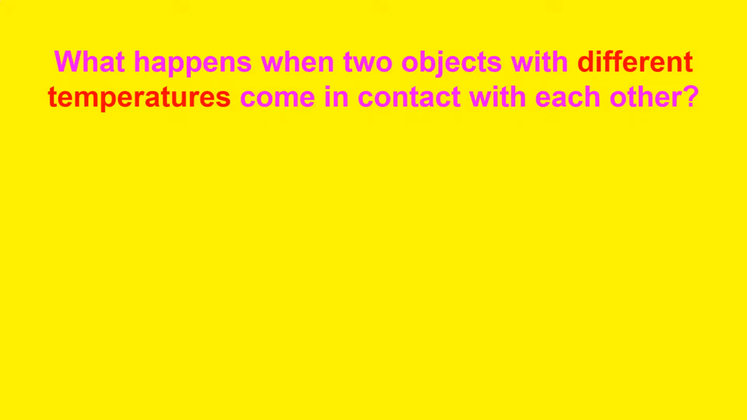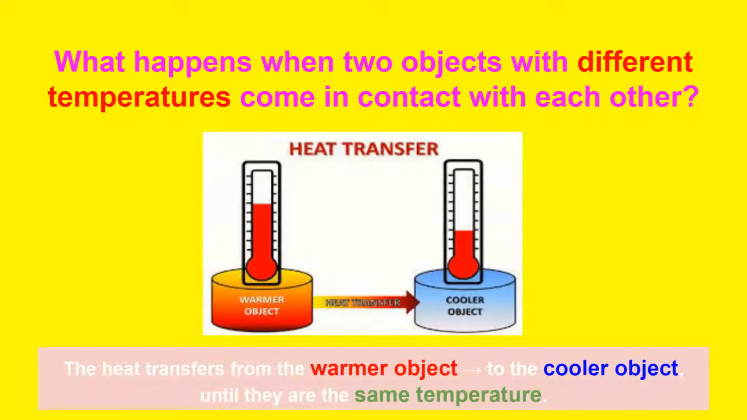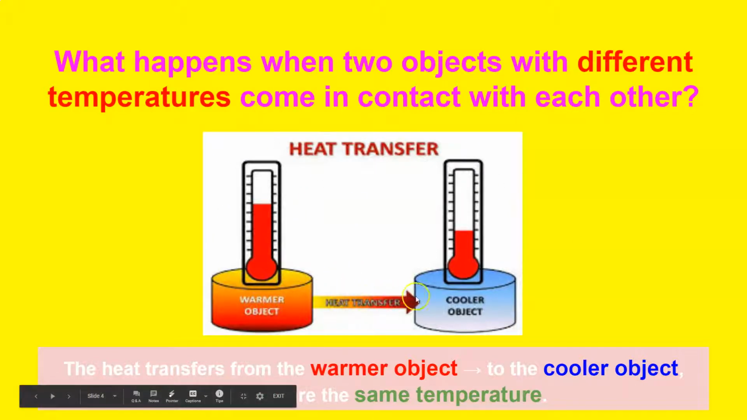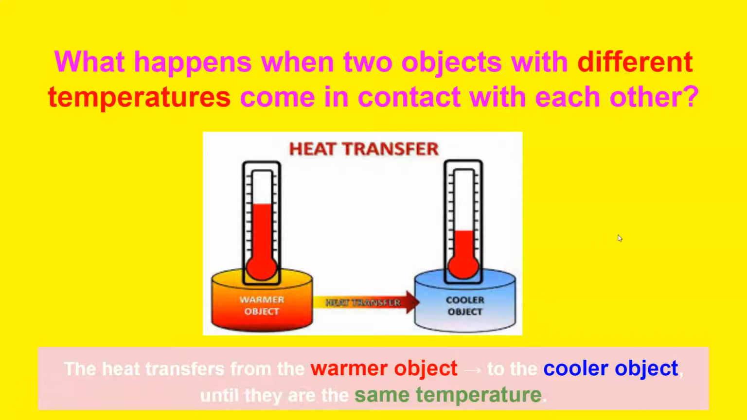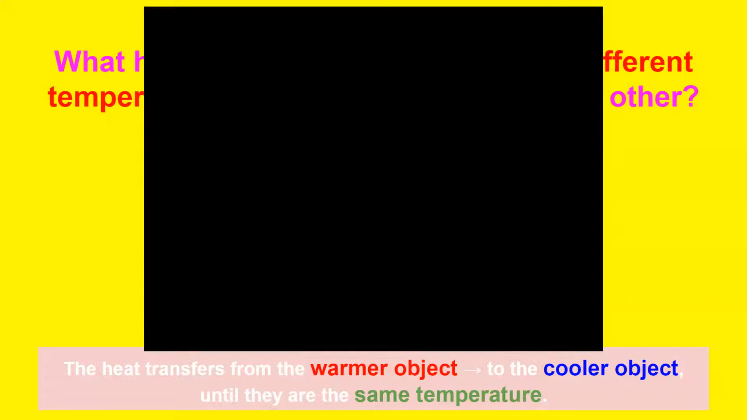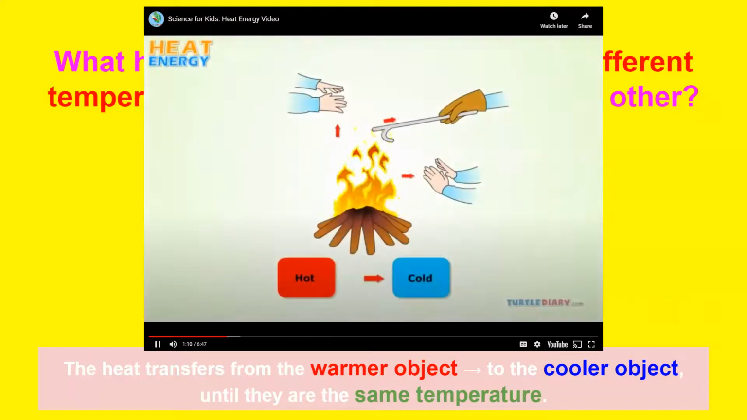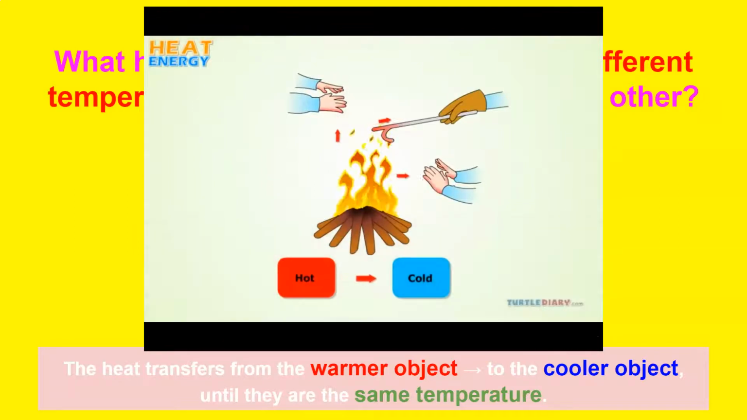So what happens when two objects with different temperatures come in contact with each other? The heat transfers from the warmer object to the cooler object, and it does this until they are the same temperature. Heat is actually a form of energy that is being transferred from a substance at a higher temperature to another substance or substances at a lower temperature.